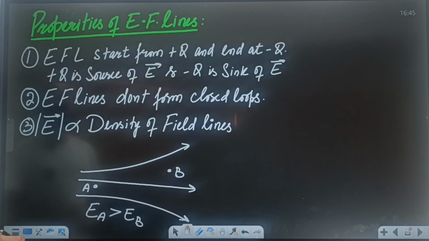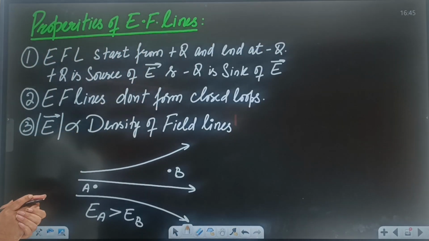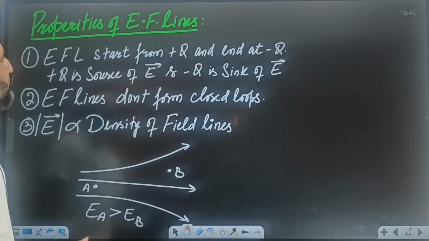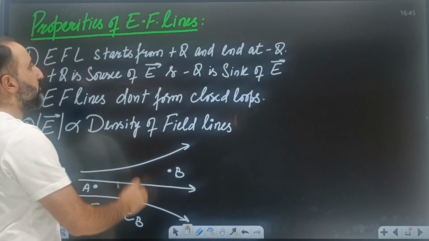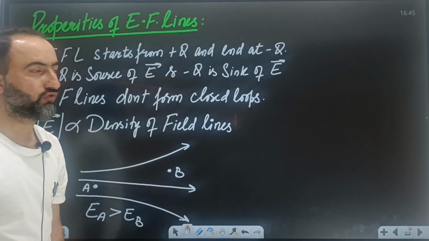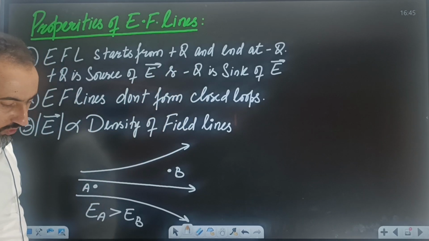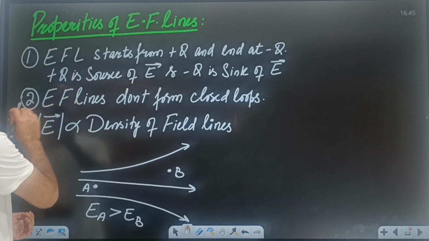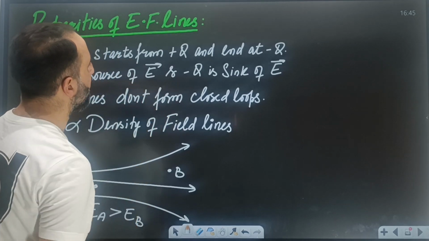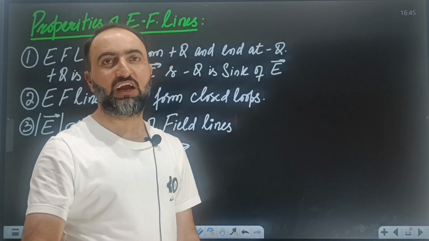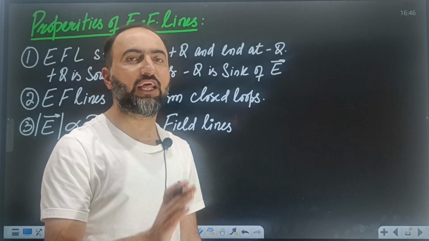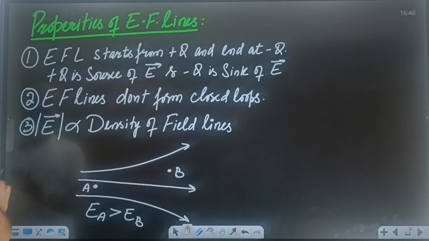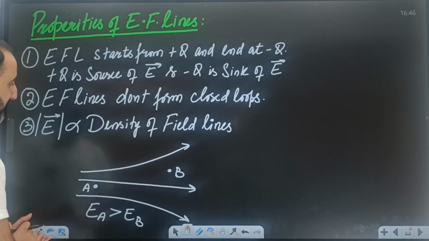Okay, so here we are, the properties of the electric field lines. Property number first is that electric field line starts from positive charge plus Q and ends at minus Q. ठीक? So plus Q is called the source of electric field and minus Q is called the sink of electric field. The next point is that electric field lines do not form closed loops. They just start from plus and finish at the minus Q, and they do not form closed loops like circular loops.